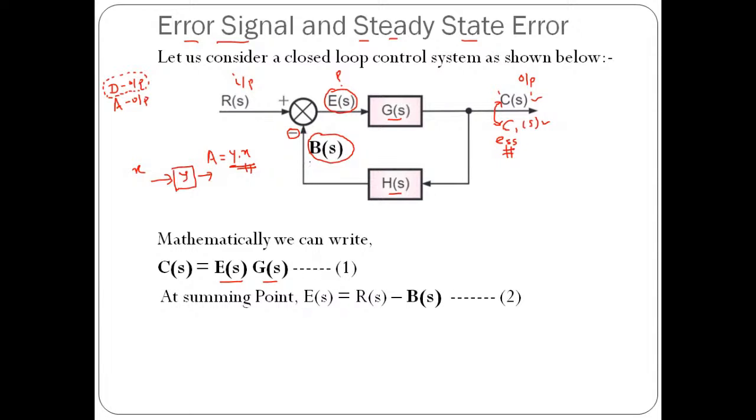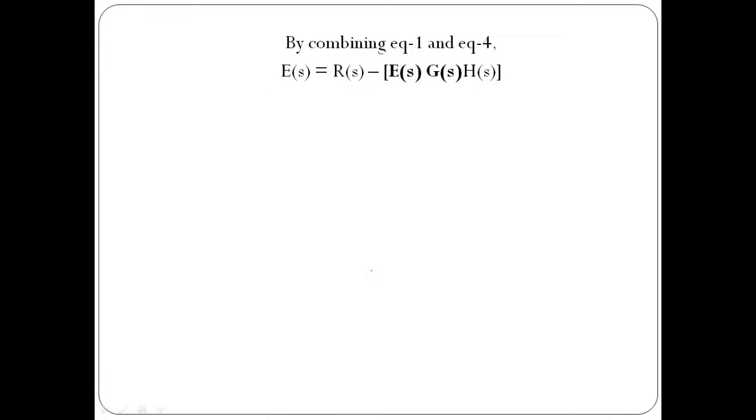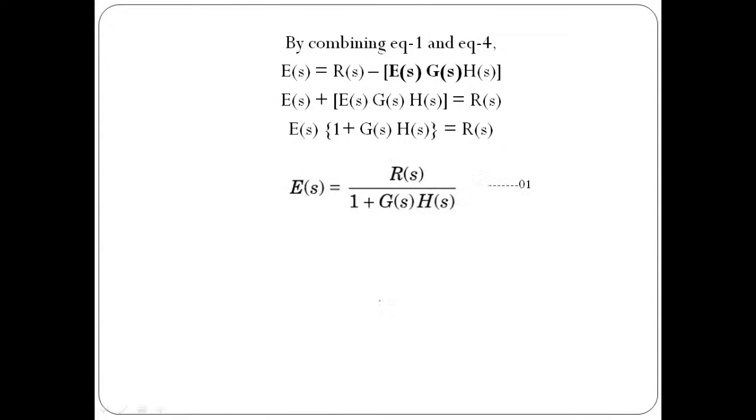In the same way, at the summing point, we can write E of S is nothing but R of S minus B of S. That will be equation 2. And B of S, we can write here as C of S into H of S. Let that be equation number 3. If you equate equations 2 and 3, instead of writing this B of S, we can now write C of S into H of S. So it will be like this. And then, combining equations 1 and 4, we can write this. If you solve this, you will get the expression for E of S like this. Let this be your equation number 5. So this indicates your error signal.